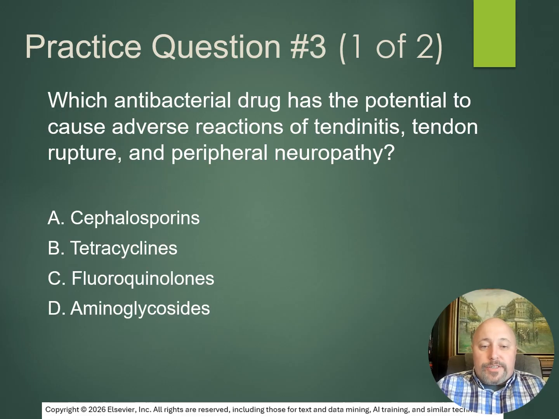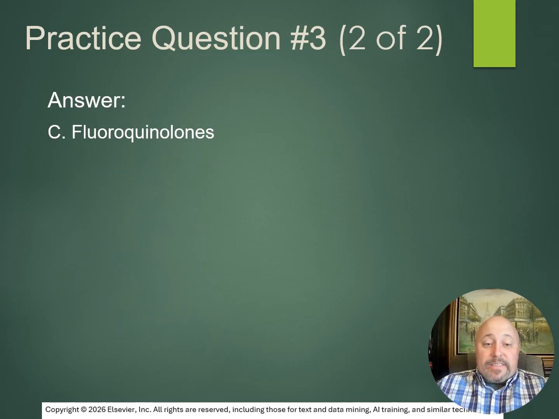And for our final question, what antibacterial drug has the potential to cause adverse reactions of tendinitis, tendon rupture, and peripheral neuropathy? That be A, cephalosporins, B, tetracyclines, C, fluoroquinolones, or D, aminoglycosides? And that answer is going to be C, fluoroquinolones.